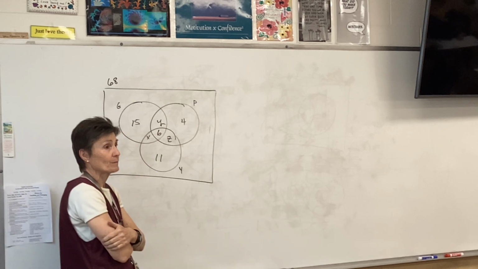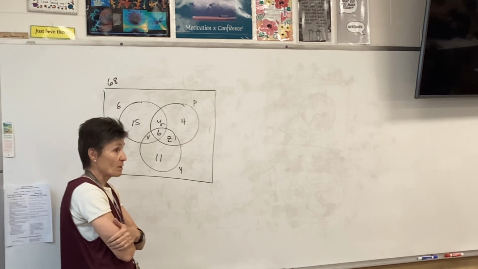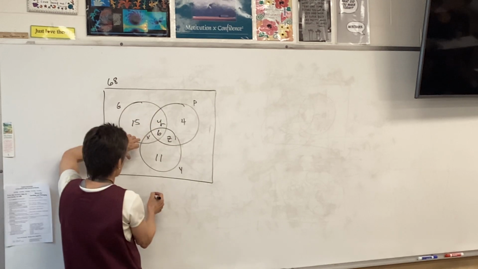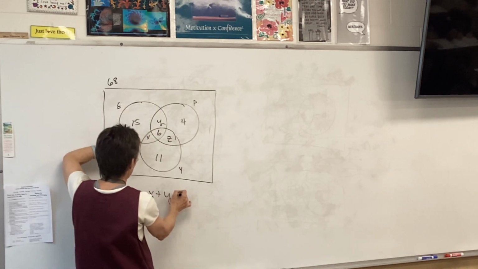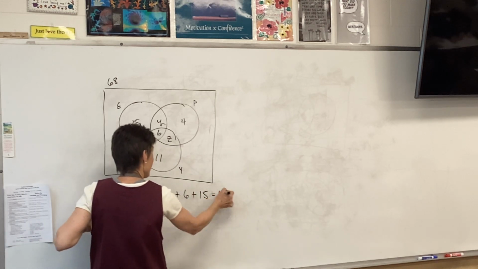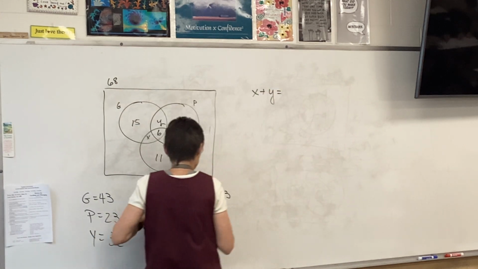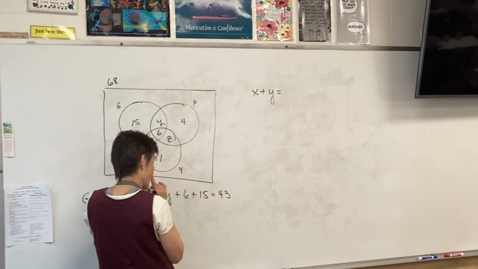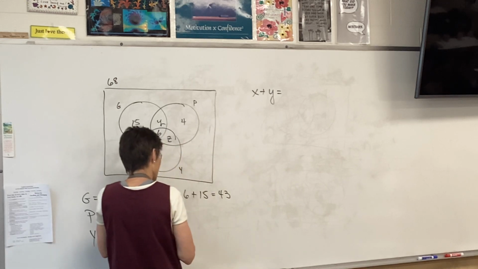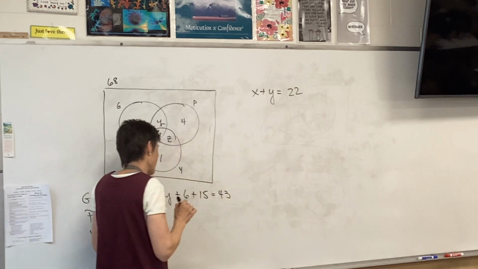And then what do we do? Set up some equations. So my green equation will be X plus 6 plus 15 has to add up to green, which is 43. So simplifying, X plus Y needs to be, is that 20? Is that 22? Watch my arithmetic.